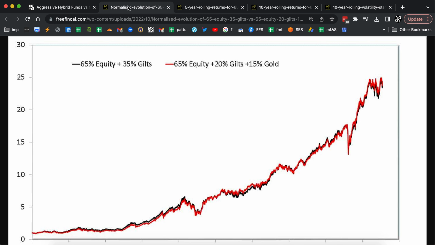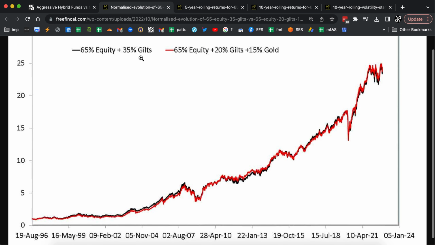So you can see in this graph, which is from August 1996, both the indices, both the portfolios behave more or less similarly. Sometimes the black line is above the red line, sometimes the red line is above the black line, and so on. It's some kind of cyclic behavior with unknown frequency, but there's not really much of a difference.